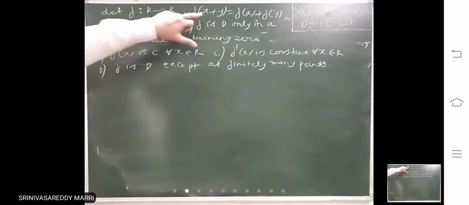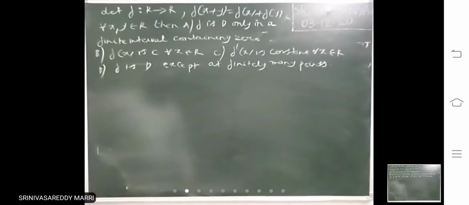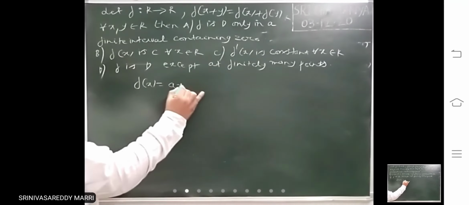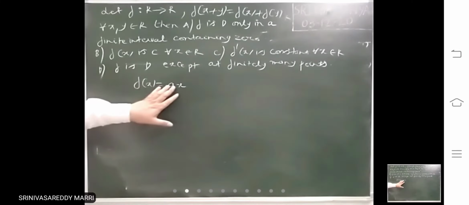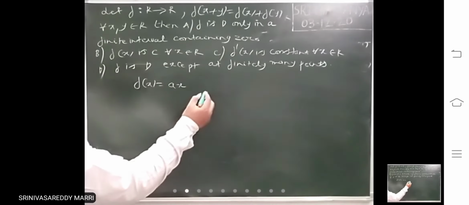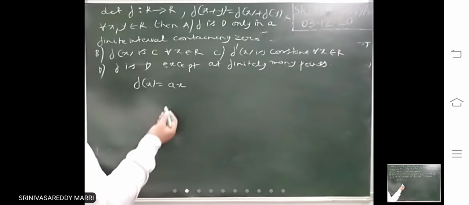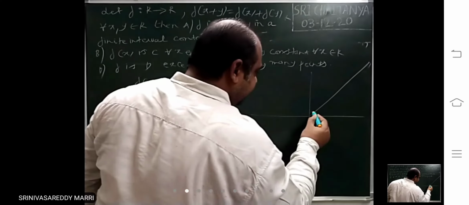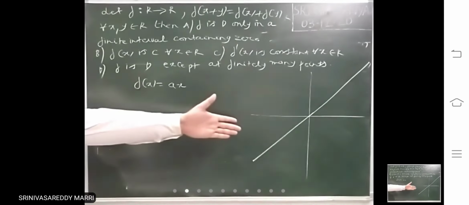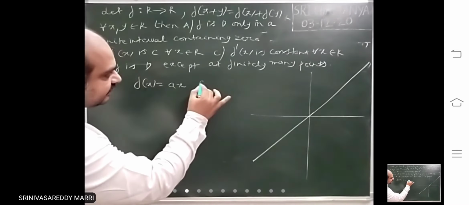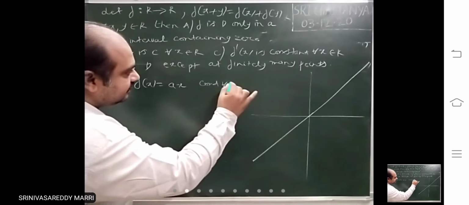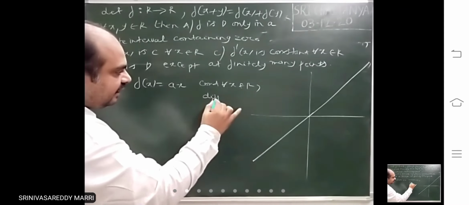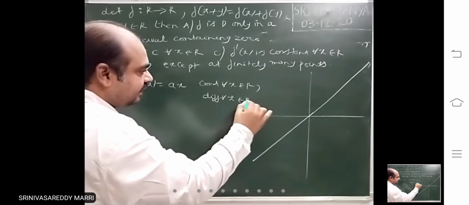So just now I have discussed, if this type of function, how will it be? F of x equal to ax. This function ax means a line, everywhere continuous. Ax means what? Line. So there will be no break. Continuous for all x belongs to R, and also differentiable at all points.